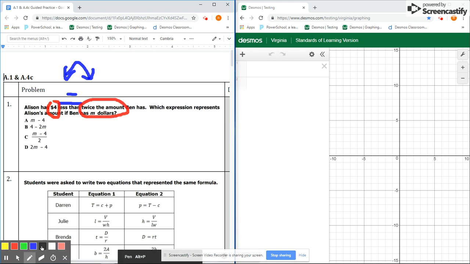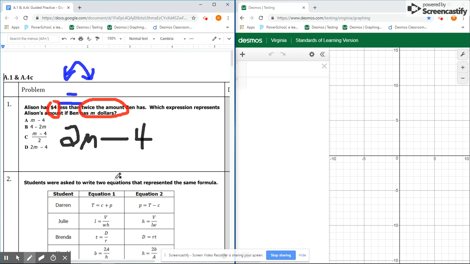So I'm going to put my minus sign here, and we have $4, and we have twice the amount, and I'm going to switch those two. I'm going to put twice the amount first, 2M. I'm going to put $4 second. If we look at our answer choices, it's definitely not A, it's not B, it's not C, it will be D. So the big one here is less than. Less than means minus, and it means we need to switch our two terms there. So we got 2M minus 4.